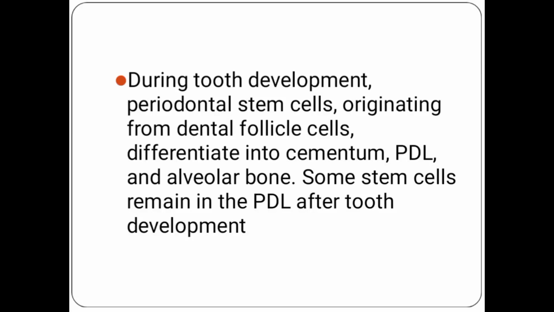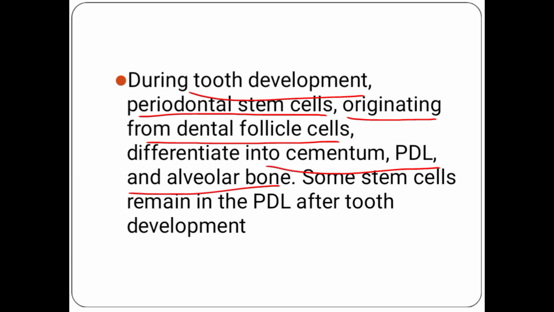Now, when we talk about these two processes, regeneration and repair, they require new cells. So now we'll discuss where these cells actually come from. During development, we have periodontal stem cells originating from the dental follicle cells. These cells differentiate into cementum, periodontal ligament, and alveolar bone.